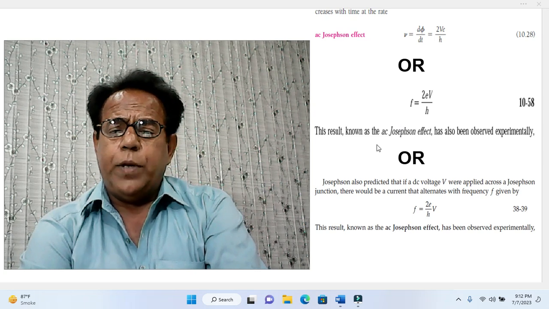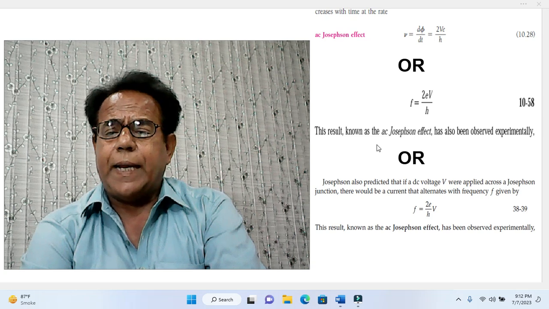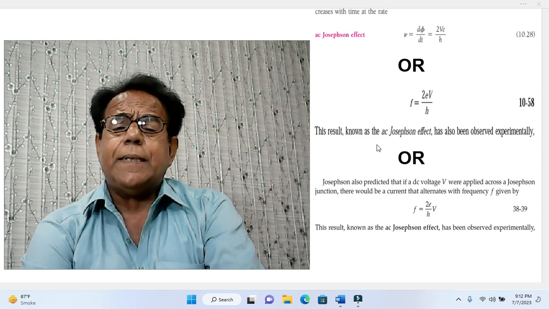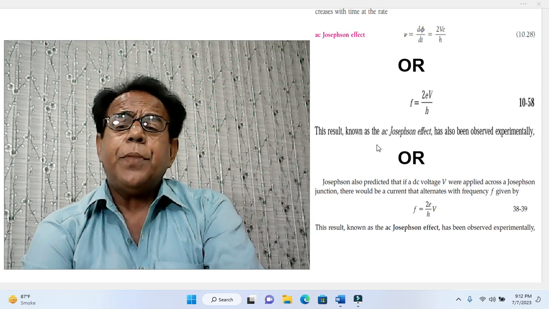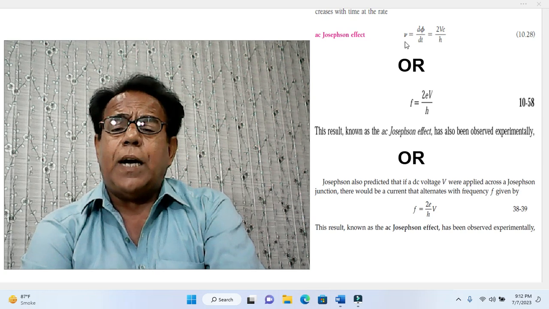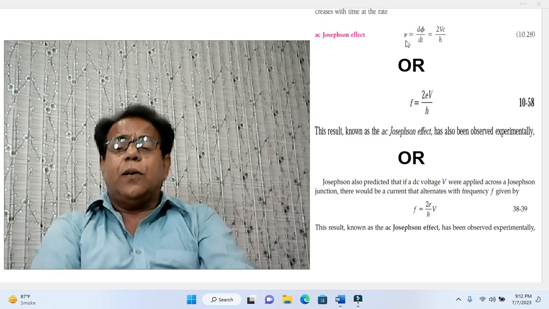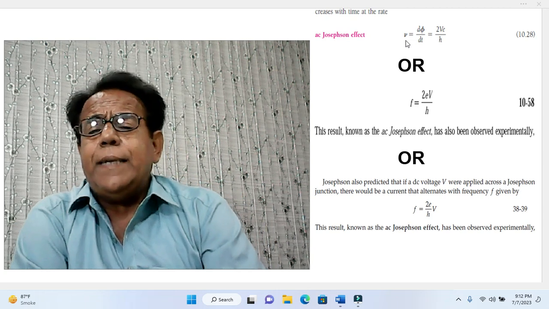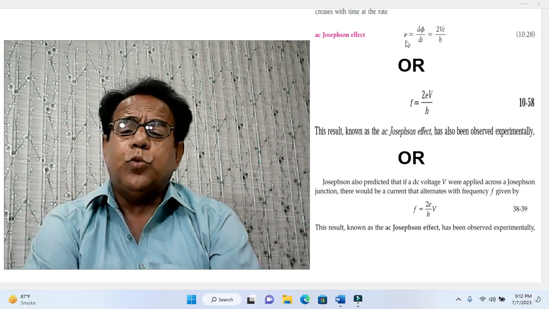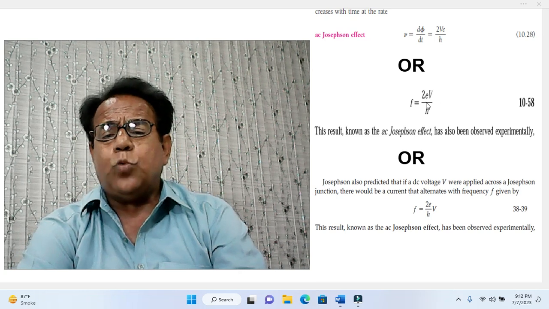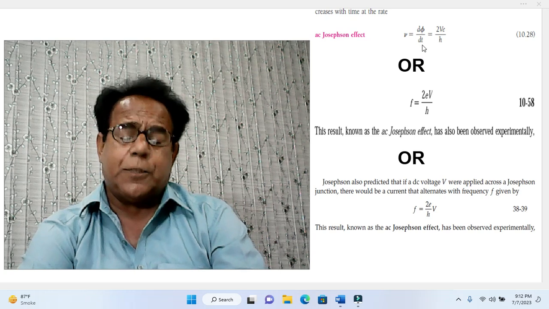This result, known as the AC Josephson effect, has also been observed experimentally. Dear students, here the only difference is that in place of nu, f is used. Actually, nu is also frequency, and angular frequency is denoted by omega. Here omega is not used, nu is used. So this expression is quite equivalent to the above expression.